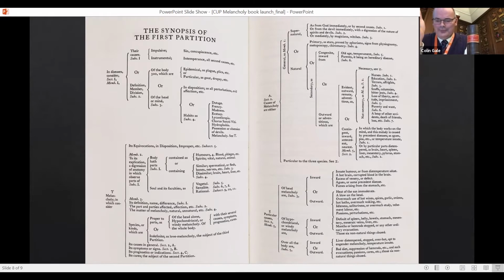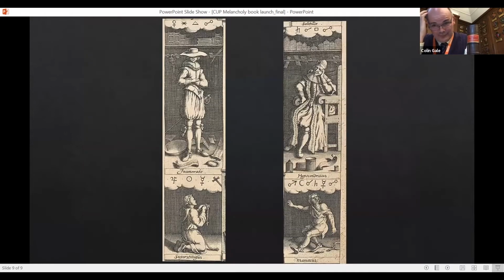I want to go back to the title page, and on slide 9 there's a close-up of some of the panels. Because as difficult as it is to categorize in this way, Burton does go ahead and do that. And there are some supposed causes or types of melancholy being depicted in this slide. Do you want to talk us through them, Mary Ann? Yes, well, or at least tell us what they are.